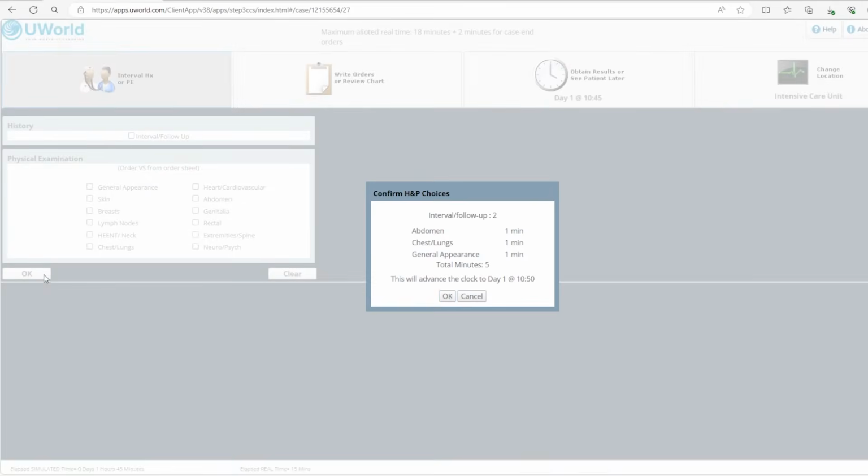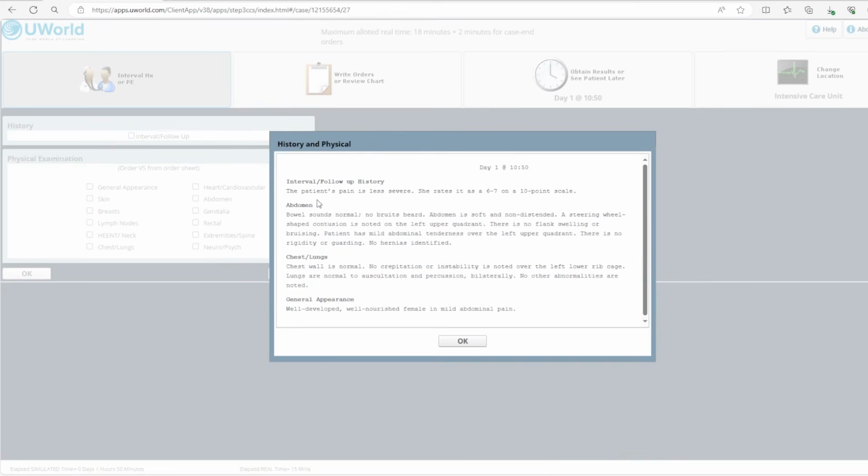So I'm going to click OK. Patient pain is less severe. It's 6/7 on a 10-point scale as we just learned. The abdomen: now the patient has mild abdominal tenderness over the left upper quadrant. The first time we checked this, it was severe. There is still no rigidity or guarding, which is important to rule out acute peritonitis.